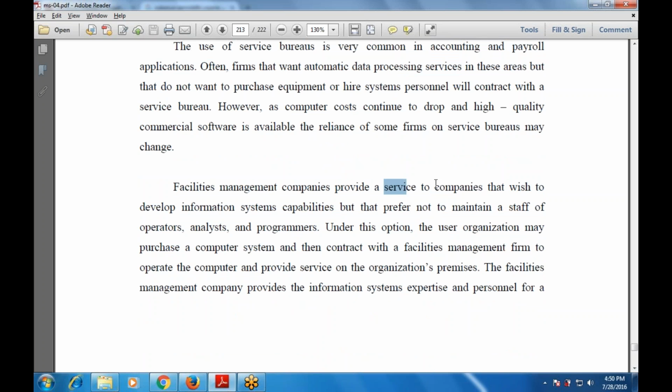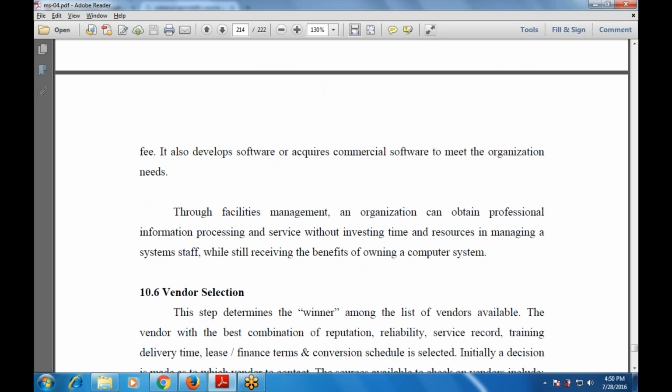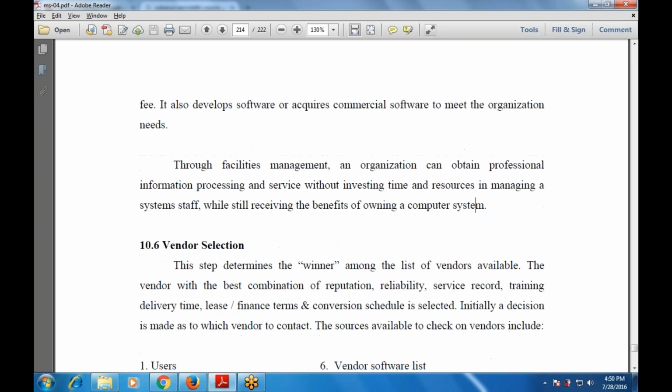Facilities management companies also provide a service to companies that wish to develop information system capabilities but prefer not to maintain a staff of operators, analysts, and programmers. Through facilities management, an organization can obtain professional information processing and service without investing time and resources in managing a system staff, while still receiving the benefits of owning a computer system.